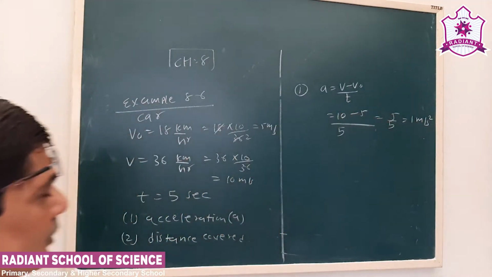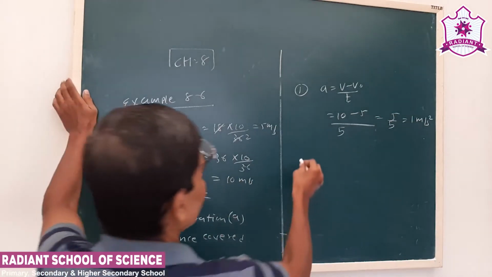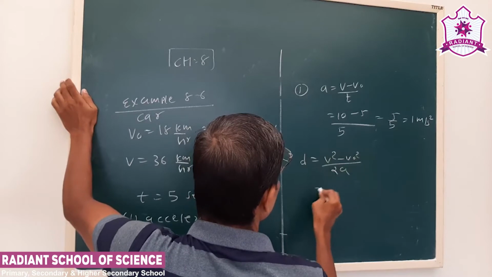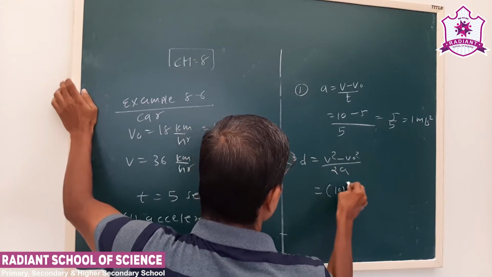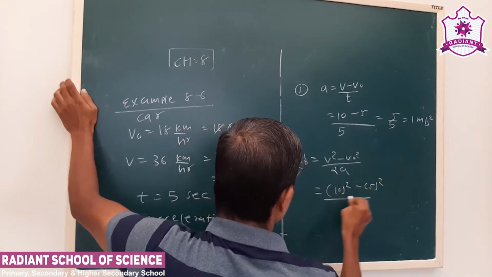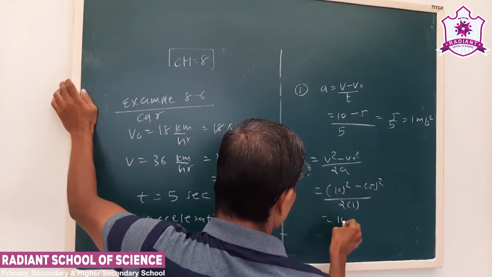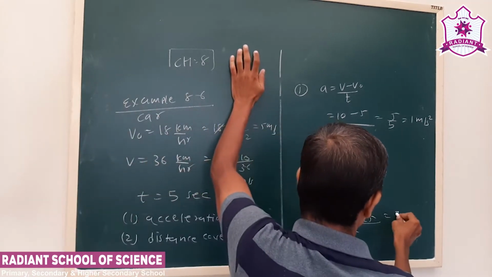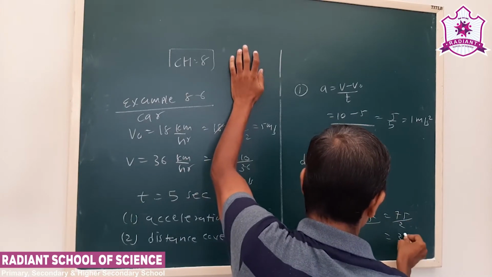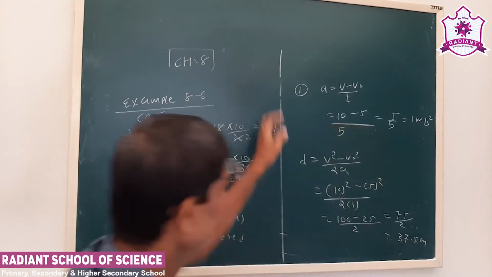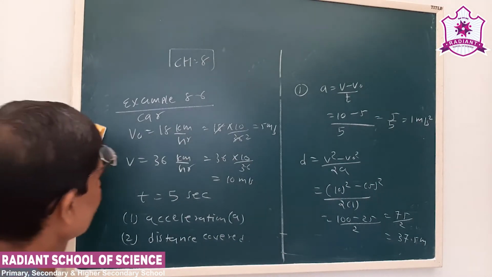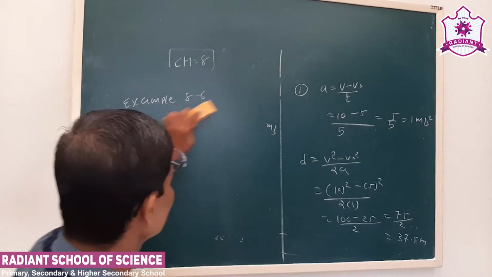Now we have to calculate the distance covered. So we use the formula V square minus V0 square, 100 minus 25 upon 2A. Now I use another formula as I told. We can use this also.